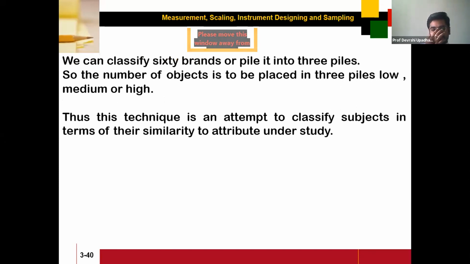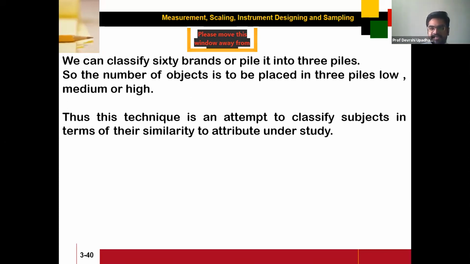So we can classify 60 brands or a pile into three piles, and the number of objects is to be placed in the three piles: low, medium, or high. So you have identified 60 brands, and based on the 60 brands, you just need to score which brand has a positive impact on the mindset, or a very positive correlation with advertising versus purchasing power.